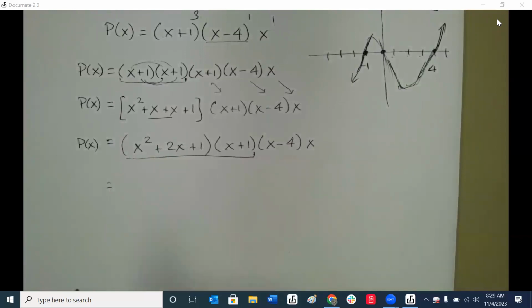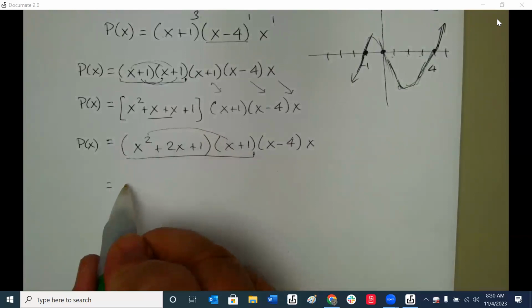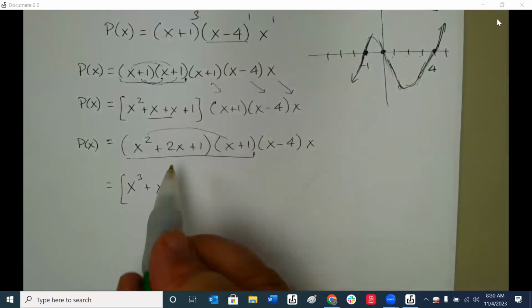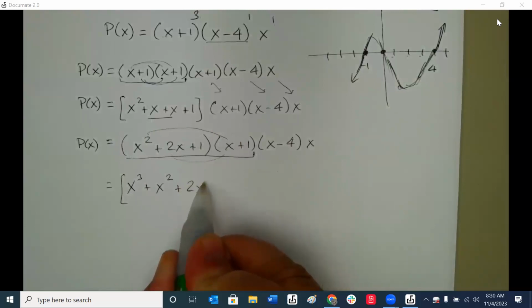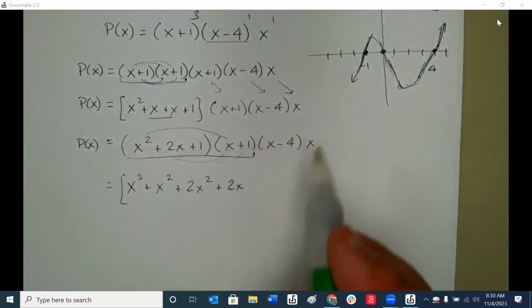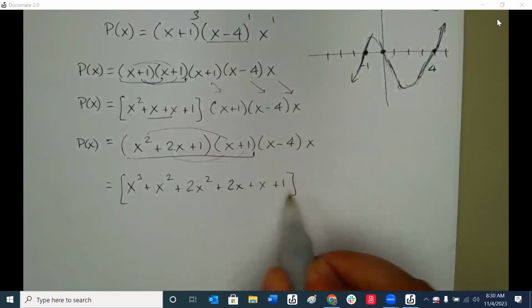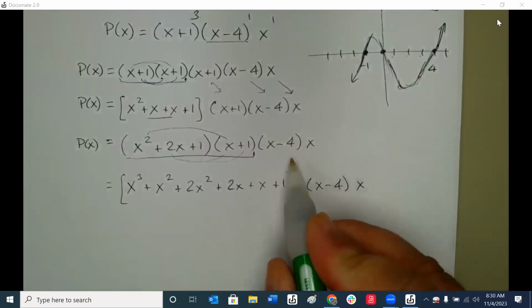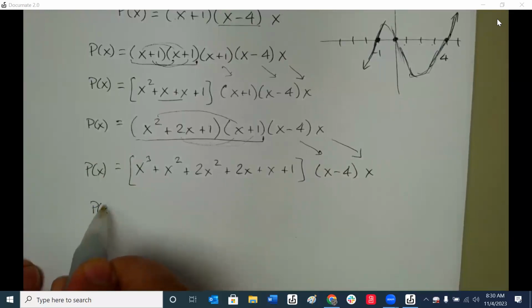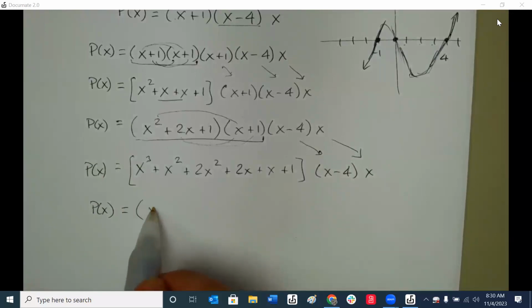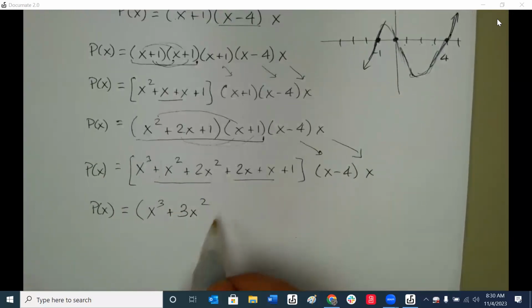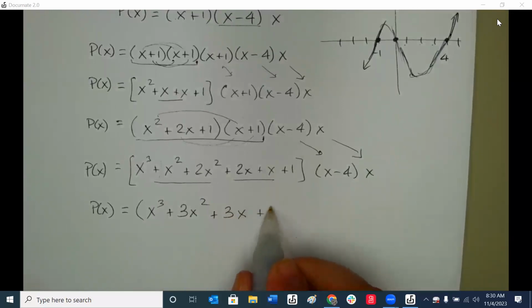Now we multiply these two. x squared times x is x cubed. x squared times 1 is x squared. 2x times x is 2x squared. 2x times 1 is 2x. Since all the signs are positive, they're all going to be positive. 1 times x is x. 1 times 1 is 1. And just bring down what's left. Combine like terms, we have x cubed. We have these two x squareds, 2 plus 1 is 3x squared. 2 plus 1 is 3x plus 1.